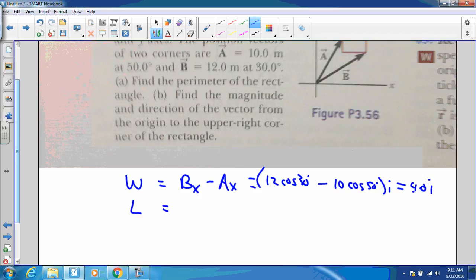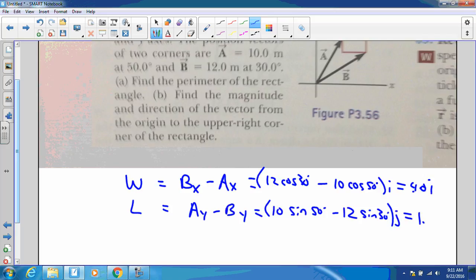Then for the length, it's AY minus BY. So that is 10 sine 50 degrees minus B sine 30 degrees, or 12 sine 50 degrees. And that turned out to be how much? 1.66j. Awesome.